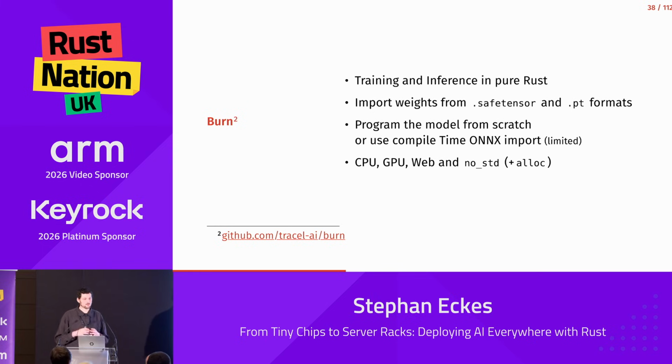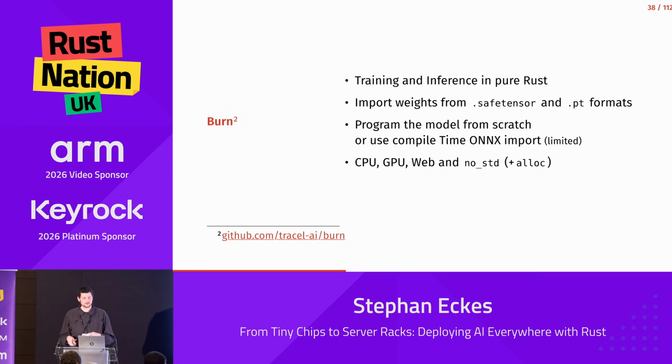You have to program the model from scratch. As I said, those safetensors and PT formats don't contain the graph, so you have to find the code or program it yourself. But they also have a compile-time ONNX import, which is nice, but it's still a bit limited. So I tried to load our more complicated model, and then there was a layer that wasn't implemented yet to convert, or when it converted, it had different outputs because it's not perfect yet. I mean, it's very complicated to build this graph with an automatic mode.